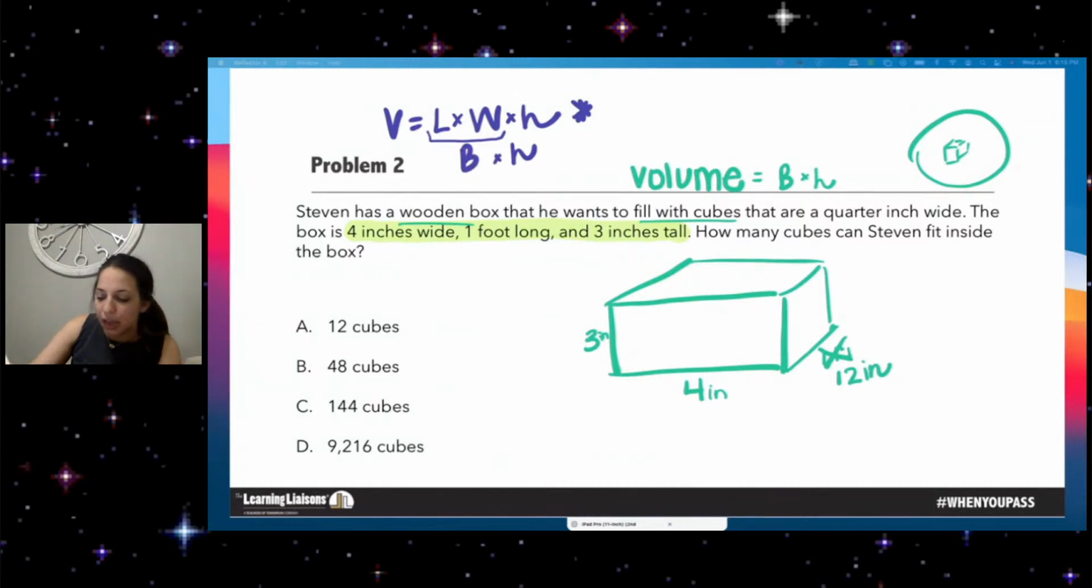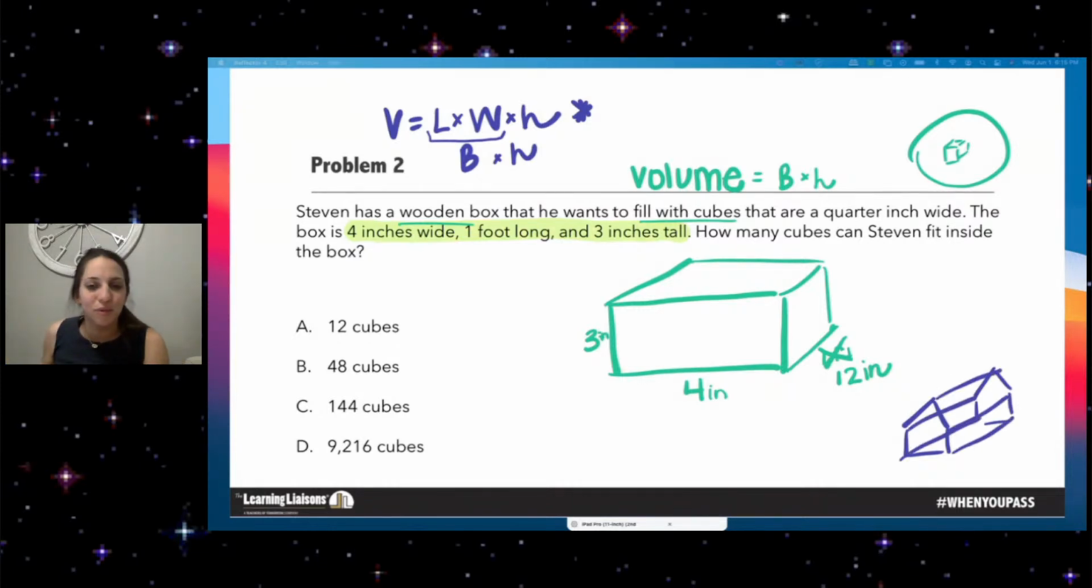However, if we are given a prism that looks something like this, then we can't do length times width times height. We have to find the area of our base and multiply it times our height. Now, here's the other thing I want you to keep in mind. Height does not have to be how tall it is. In a rectangular prism, it doesn't matter.